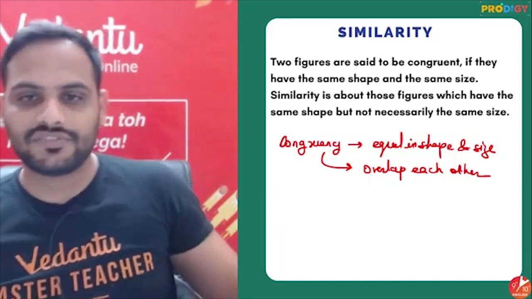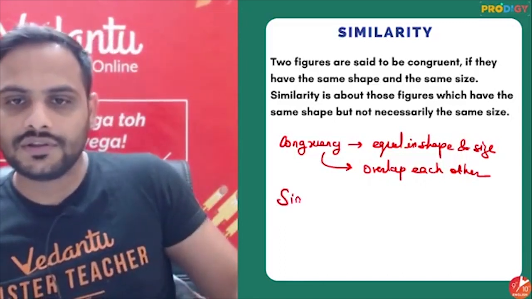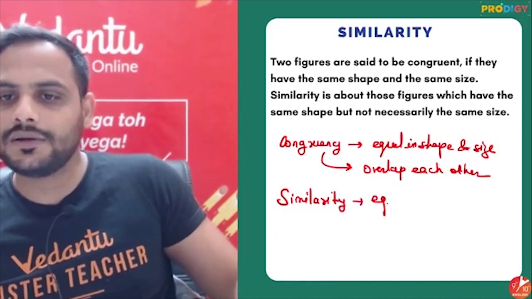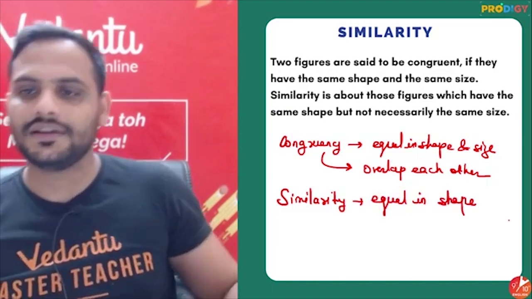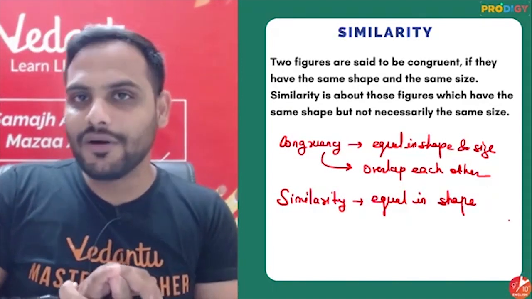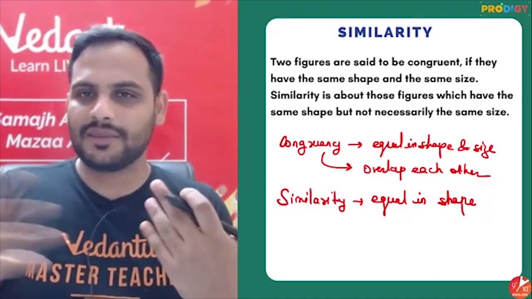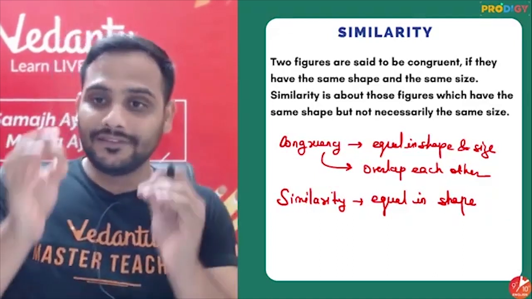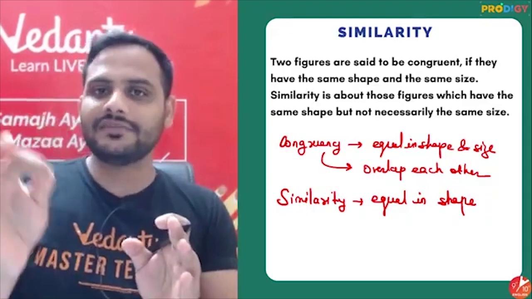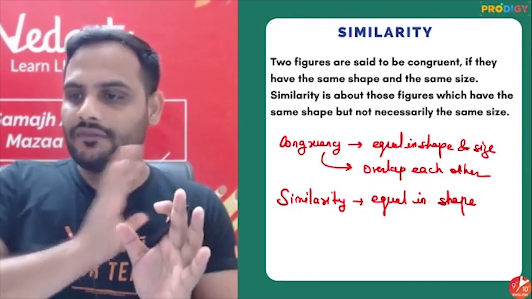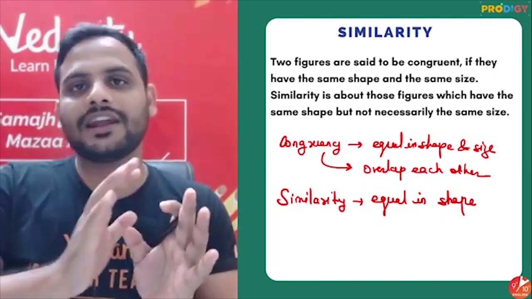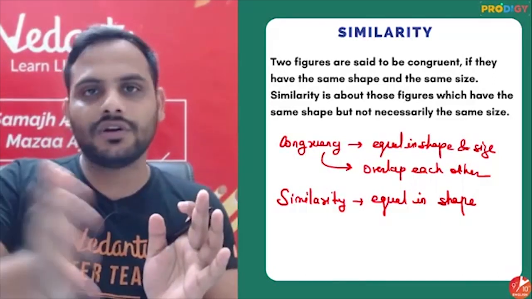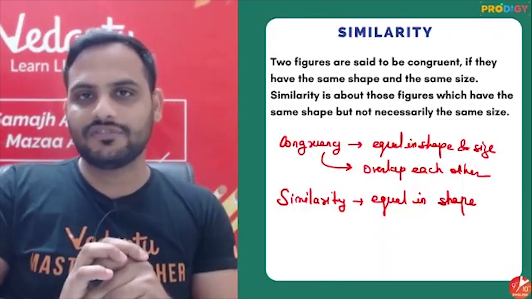Now when I talk about similarity, similarity means equal in shape. They are equal in shape. What about size? Size we don't know. Maybe equal, may not be equal. To say it more precisely, in similarity we only look for shape. We don't care about size at all, whether sizes are equal or not equal. We only care about shape.